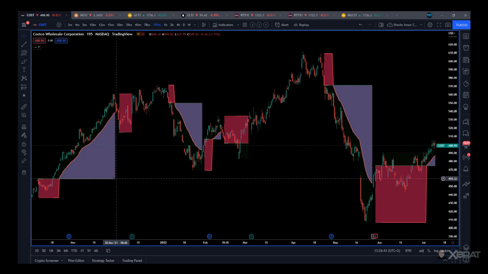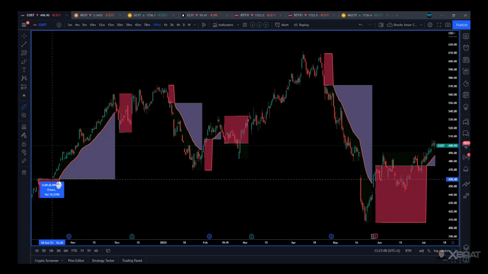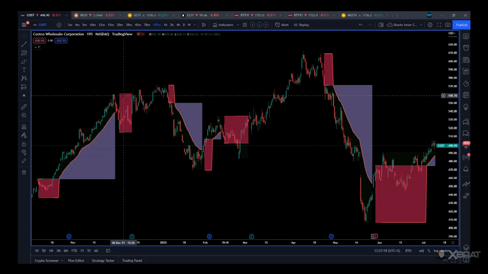So at this point here, we had an entry around about 459.04 for Costco, and the exit was 538.72. So great trade. We entered here on the 18th of October, and the exit was around the 30th of November. So 6-week ish sort of swing trade, pretty standard really. 17.5% gain there. Really great trade. And then we've got to be prepared to get out.